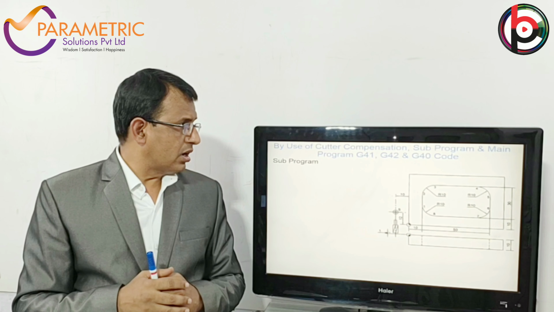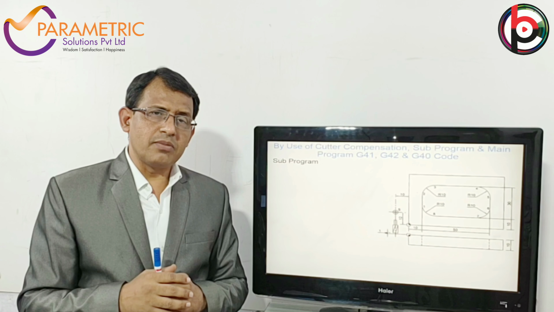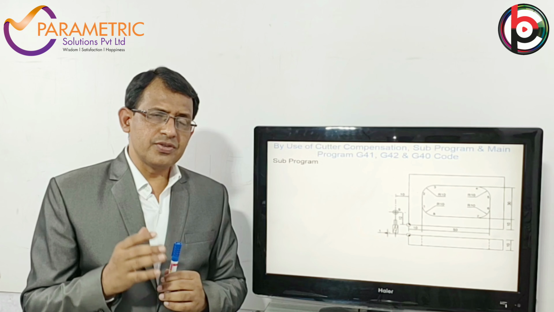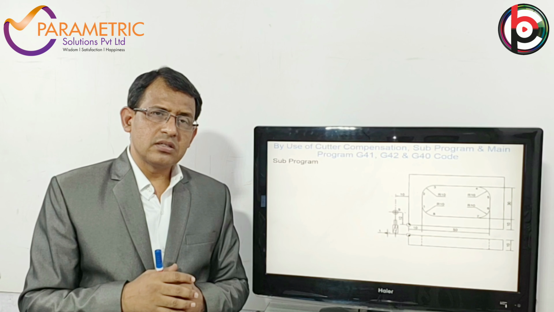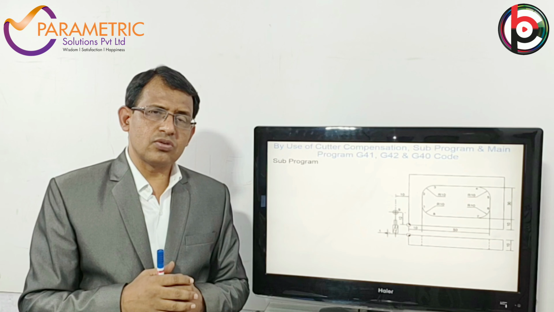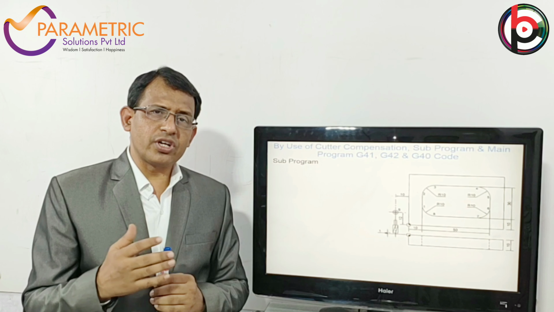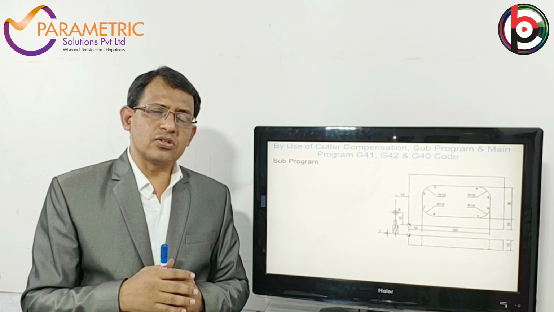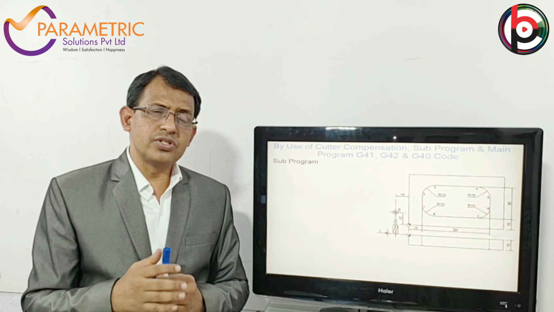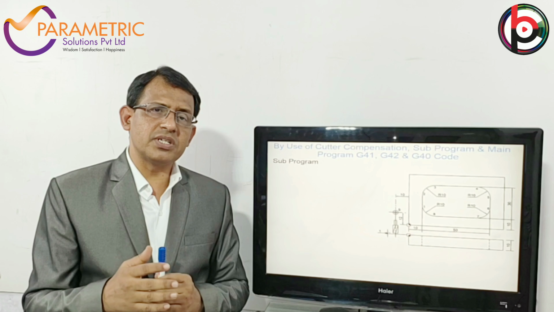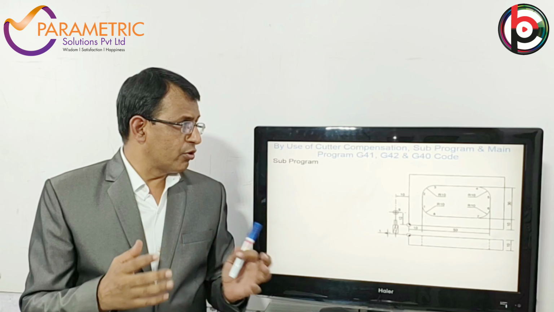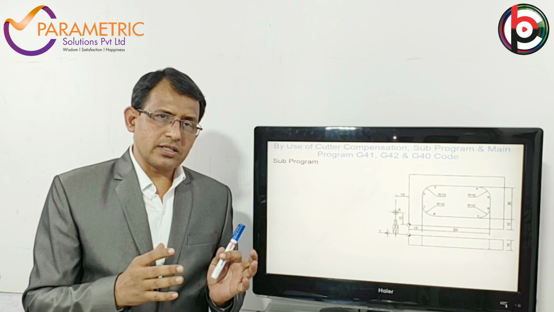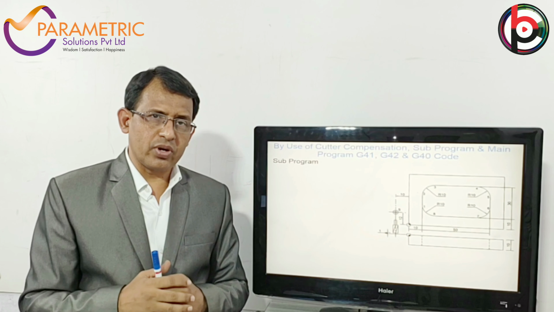By using tool cutter compensation, G41 is the tool nose radius compensation towards the left side, G42 is the tool nose radius compensation towards the right side, and G40 is the tool nose radius compensation cancel. We are going to use that with the subprogram and main program.